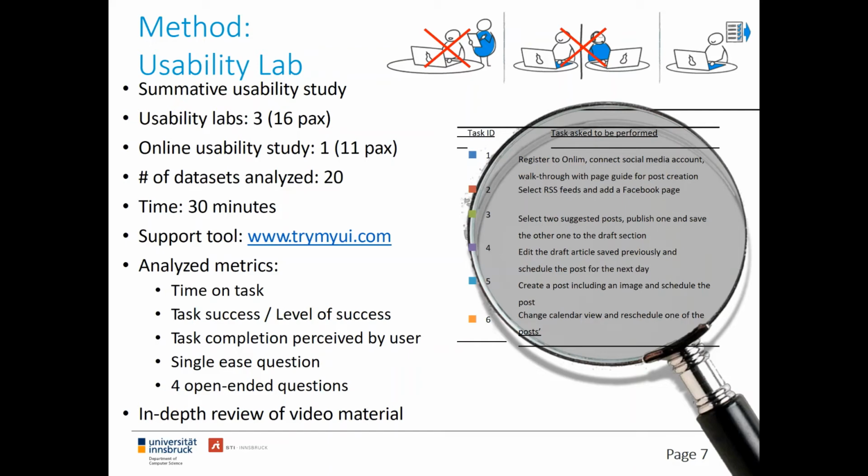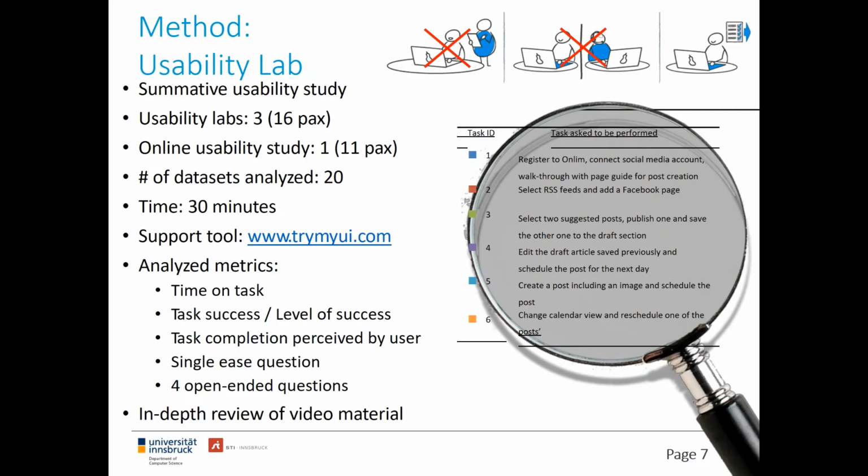For example, to register to the tool, to connect a social media account, to walk through the page guide for post creation, select the RSS feed and add the Facebook page, select two suggested posts, publish one, save the other one to the draft section, edit the draft article saved previously, and schedule the post for the next day. Create a post including an image and schedule the post, change the calendar view and reschedule one of the posts.